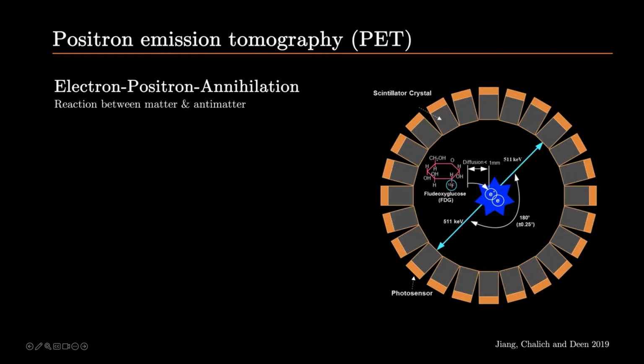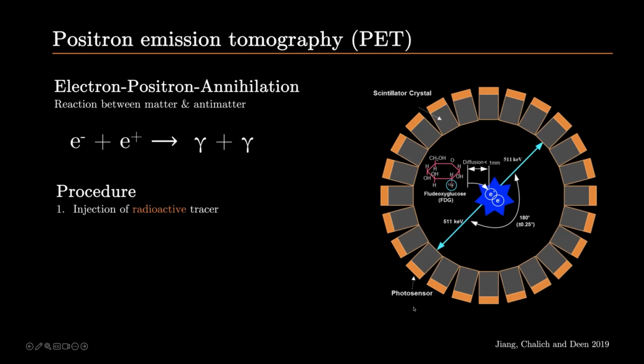PET scans are based on a physical phenomenon known as electron-positron annihilation, which is a reaction between matter and its corresponding antimatter particles. If you have a little bit of physics background, you know every particle in the standard model of physics has some antimatter counterpart, and they don't like each other so much. So when they meet, they annihilate. In this case, the matter and antimatter particle pair is electrons and their counterpart, positrons. It's basically an electron, but with a positive charge. So when an electron and a positron meet, they annihilate and send out 2 photons.